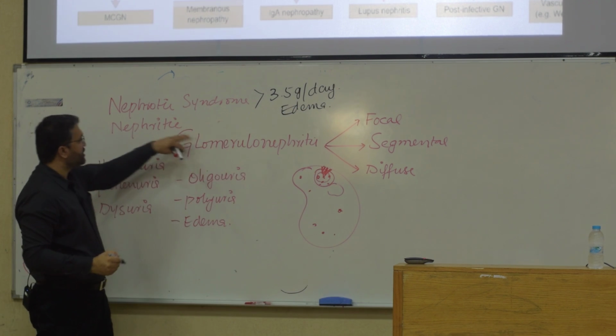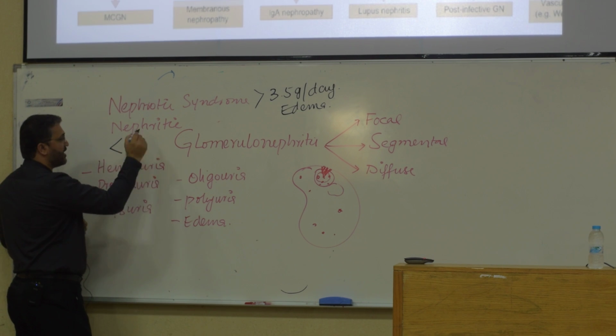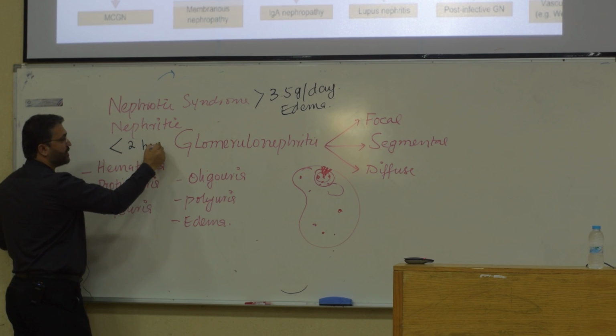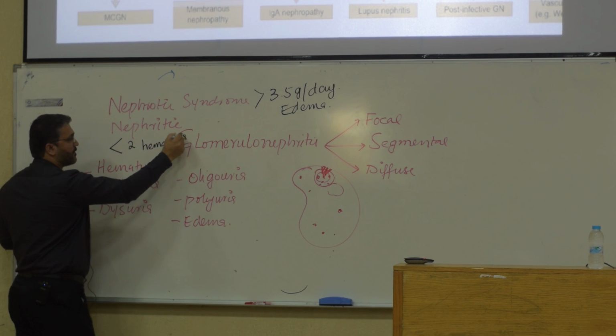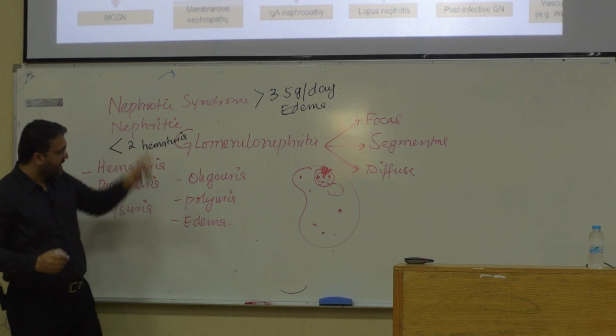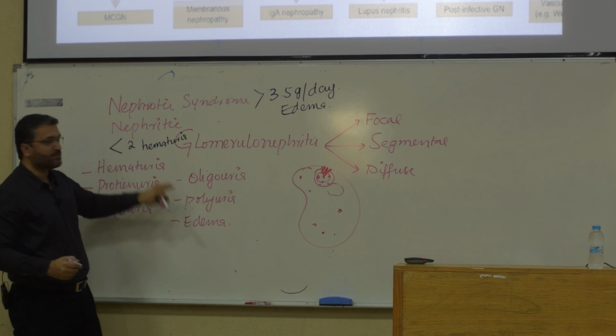Now, contrary to this, here it is definitely less, around 2 grams per day, and there is more prominent hematuria. Okay, so these are more specific ones. Then later they might have dysuria, they might have edema, these patients.